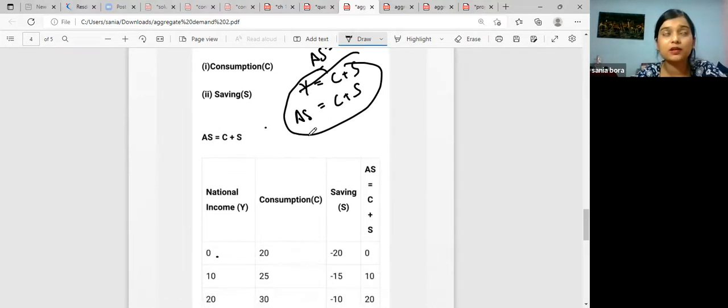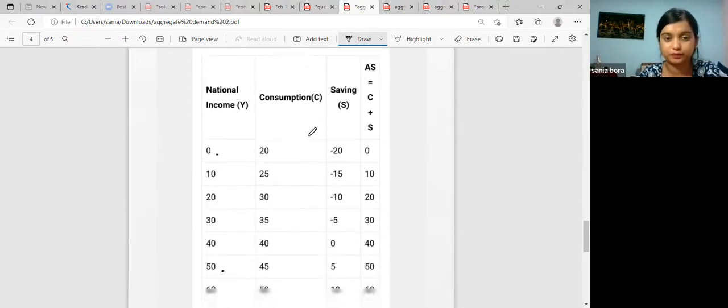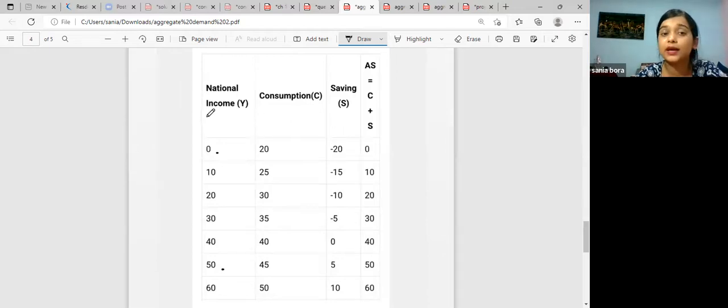Now, similarly, for aggregate demand we drew a schedule. So for aggregate supply itself, we will draw a schedule. Your schedule will be the same: national income, consumption, but here, where aggregate demand had investment, it will be savings, because consumption and saving are the components of aggregate supply. Consumption and investment are the components of aggregate demand. So we will draw consumption plus saving over here, which is AS equals C plus S. Got the point?